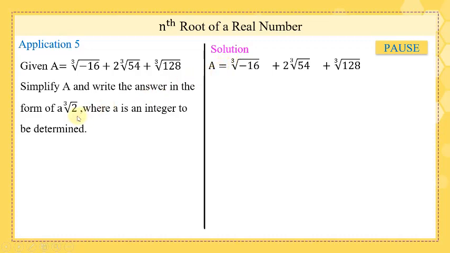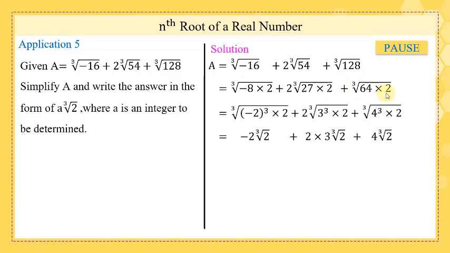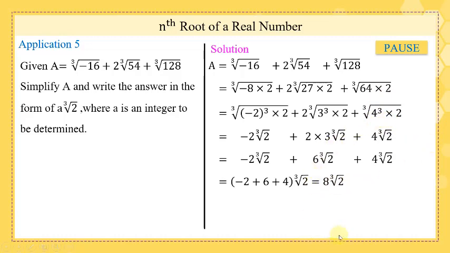Since the final answer should be written as a times the cubic root of 2, this means that each radicand should be written as a number multiplied by 2. Minus 16, we can write it as minus 8 times 2. 54, we can write it as 27 times 2. And 128, we can write it as 64 times 2. And we continue. So we get the final answer is 8 times the cubic root of 2. It is in the form of a times the cubic root of 2, where a is equal to 8.